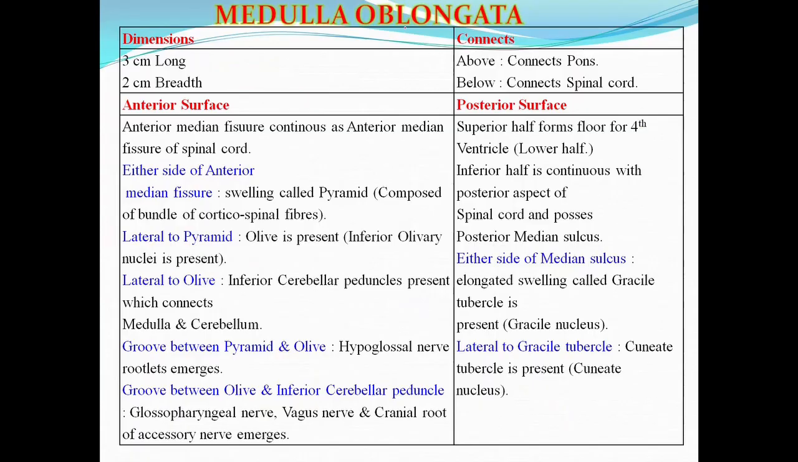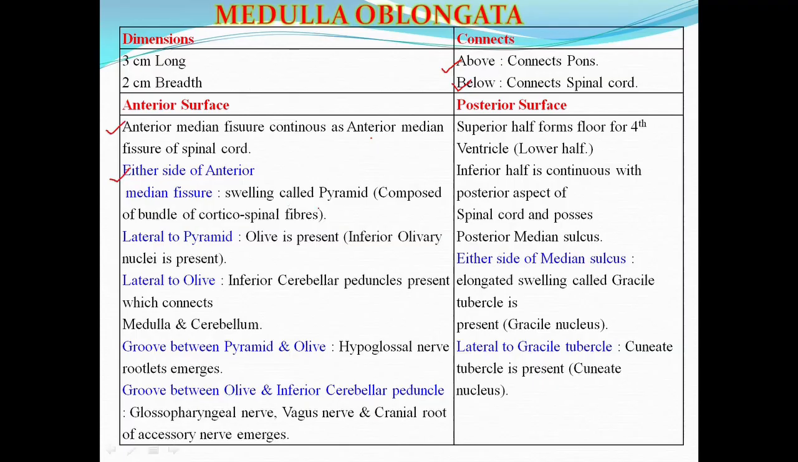Higher up we had the pons. So above, it is connected to the pons, and below, it is connected to the spinal cord. As we are only talking about the anterior aspects for now, it appears almost similar to how you studied the spinal cord in the past sessions. In the spinal cord you have the anterior median fissure, anterolateral sulcus, posterior median sulcus, posterior intermediate and lateral sulcus. Here also you can find an anterior median fissure.